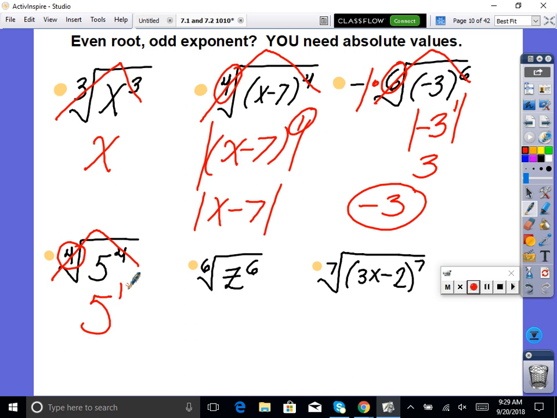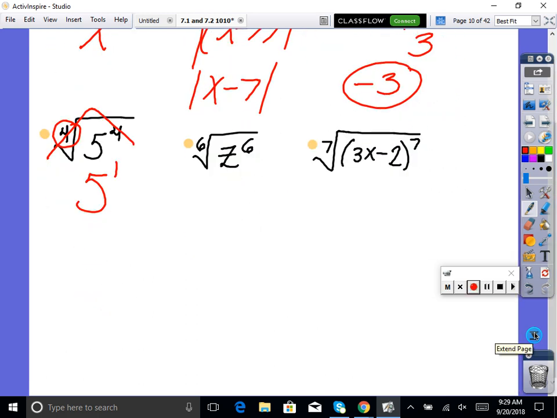Up here we had to put it because it was negative, and that was a problem. Do you guys see it? Okay, now variables, you always need it because it's an unknown. So root cancels out with power, we get z to the first. It's a variable, so even root, yes, odd exponent, yes, so we need absolute values.